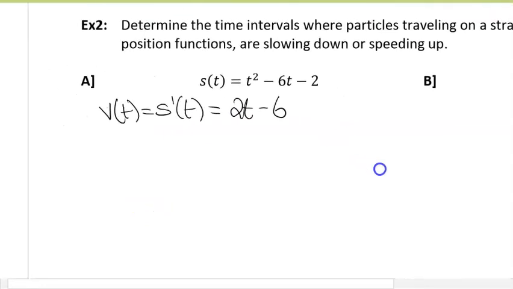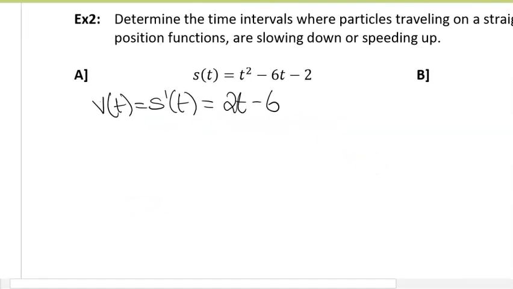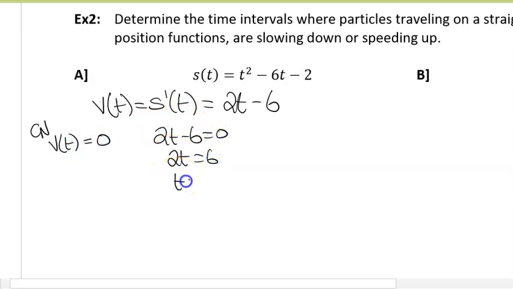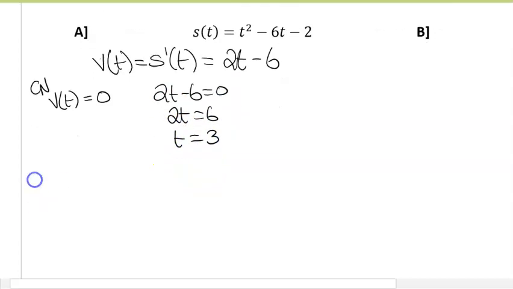Now, in order for us to find where important things are happening, i.e. the velocity changing from positive to negative, going left to right, which would tell us times when it's stopping, we have to find critical numbers, and critical numbers are where the derivative is equal to 0. So 2t minus 6 equals 0, 2t equals 6, t equals 3. So we have something important happening at 3.